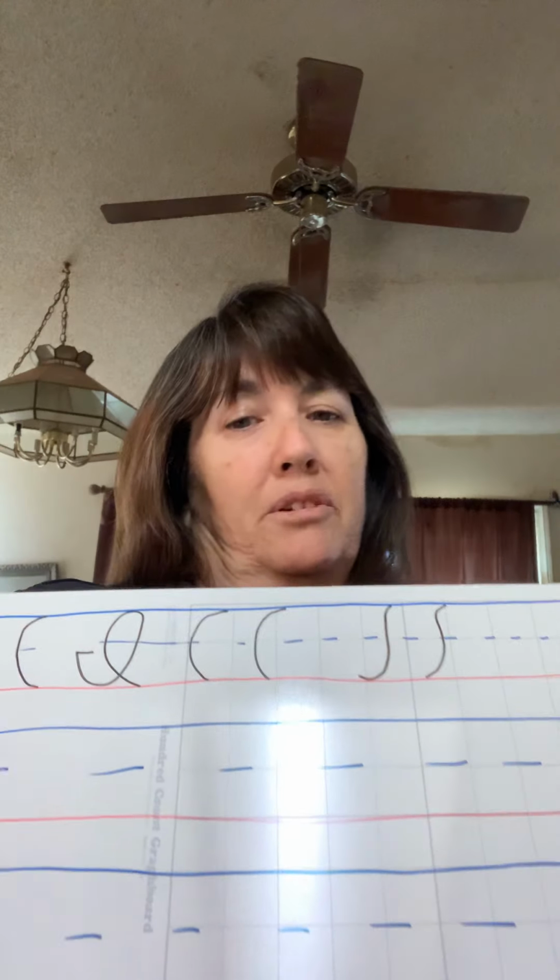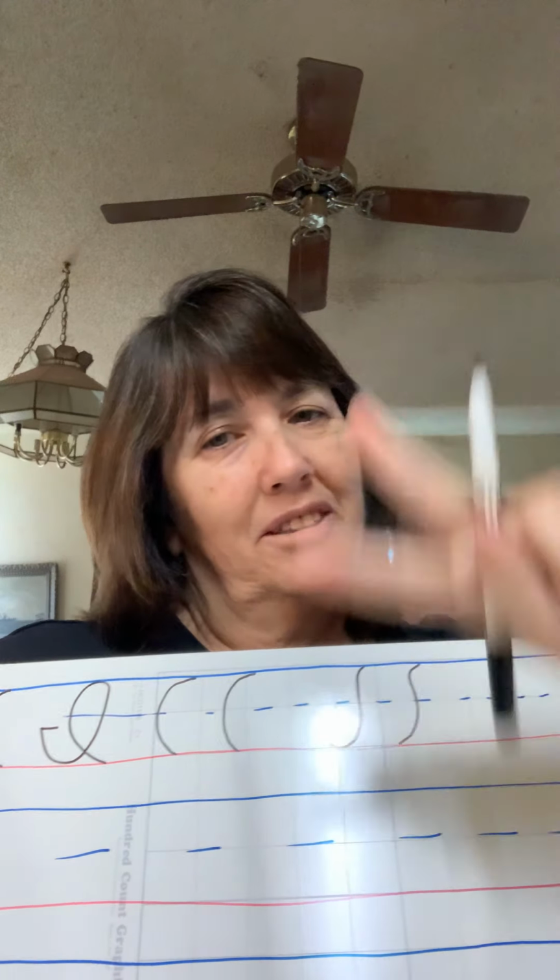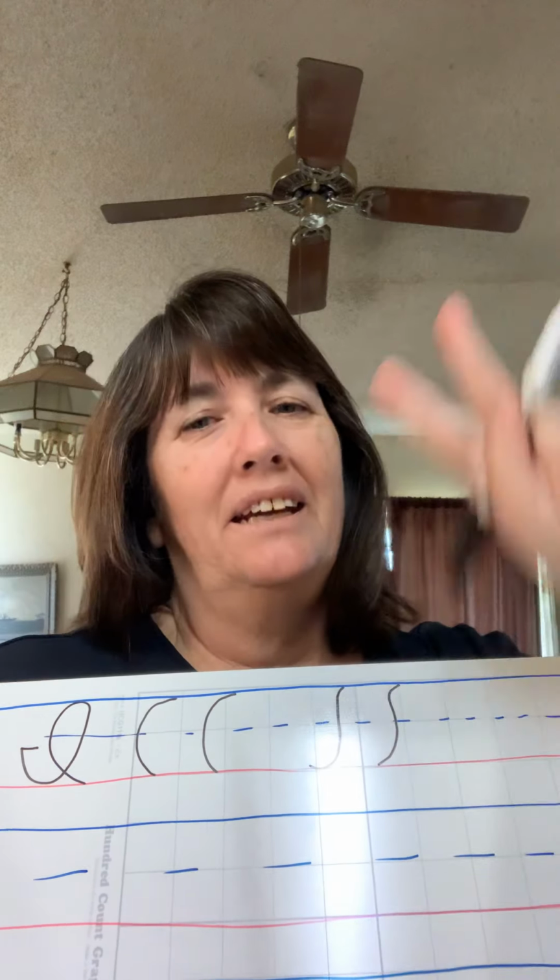So then we're going to look at the double curve. The double curve begins at the top line and kind of has a little wiggle, and ends at the bottom line, okay? So it's just a little wiggle, like that. Luckily, you only have two letters for this, the T and the F.